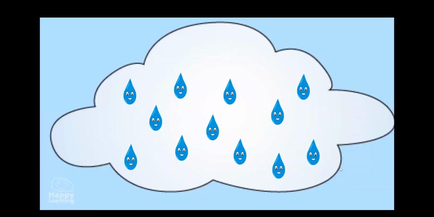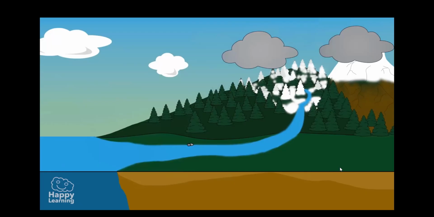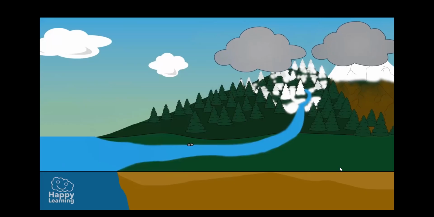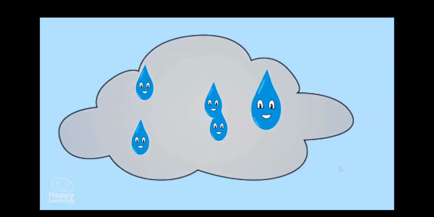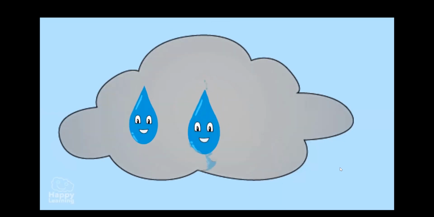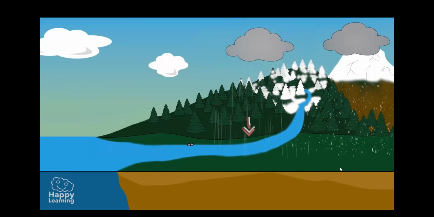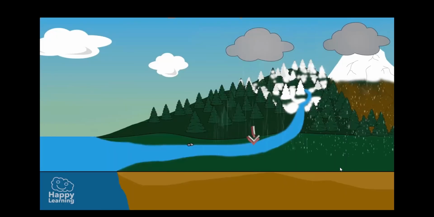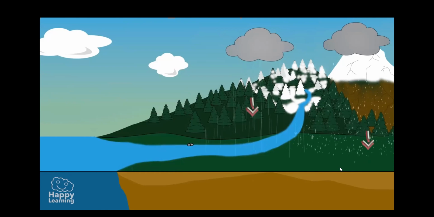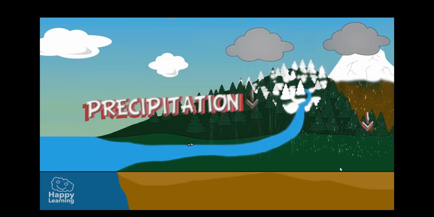Clouds are actually tiny little drops of water suspended in the air. But when the clouds grow, they collect more and more water. These water drops then crash into each other and become bigger drops of water. Then, at some point, they will end up falling to the ground in the form of rain or even snow. This stage of the water cycle is called precipitation.